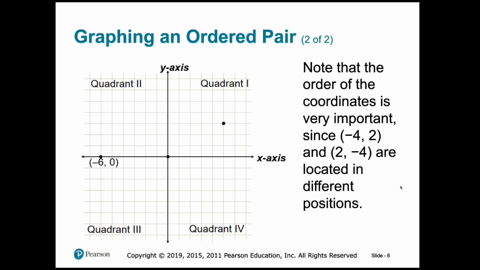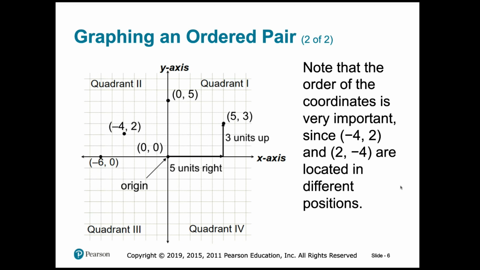So, note that the order of our coordinates is very important, because negative 4, 2 sends you backwards and up, where 2, negative 4 sends you over and down. Why they did 5, 3 there, I do not know. Oh, there we go. So, here we have a negative 4, 2, which is way different than 2, negative 4. So you have to make sure those are in the right order when you put them in your ordered pair. Make sense? Perfect.